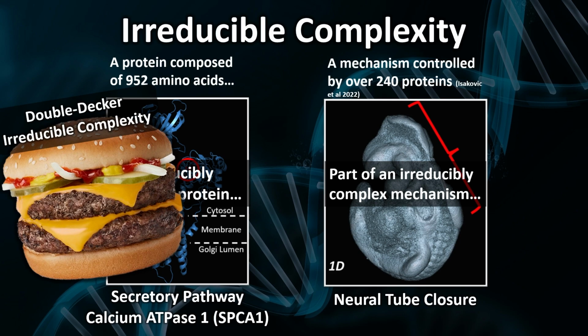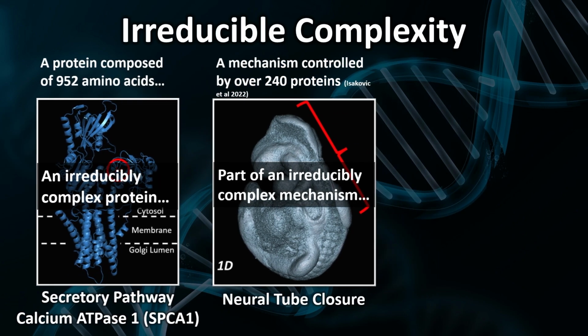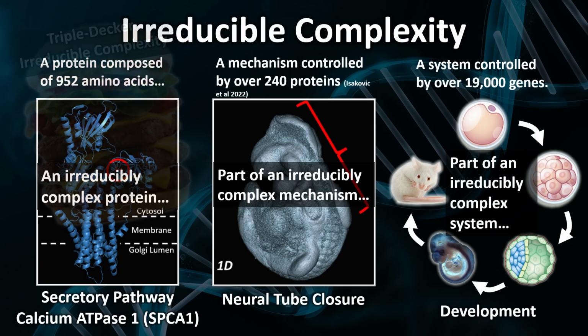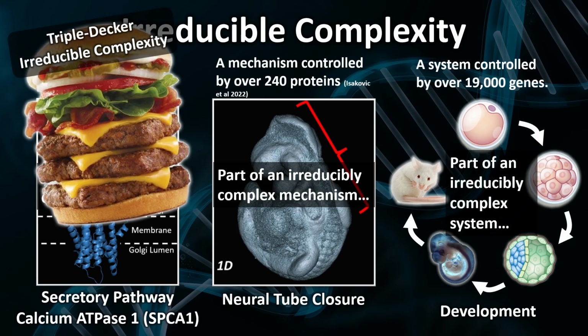But it doesn't end there. We have an irreducibly complex protein, which is part of an irreducibly complex mechanism, neural tube closure, which is part of an irreducibly complex system. The brain is just one of the things that has to develop properly for this organism to develop. All of the rest of it also has to function. Do you know what I see here? Triple-decker irreducible complexity, layers of irreducible complexity.